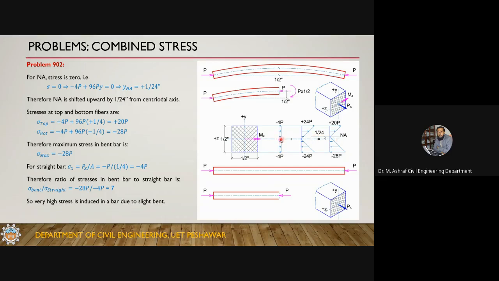But if you move slightly upward, there is a location where there will be a stress of plus 4p somewhere. So if you add both of them, it will result in a 0 value. So this is the stress variation diagram, in which you can see that the neutral axis has shifted upward by an amount of 1 by 24.